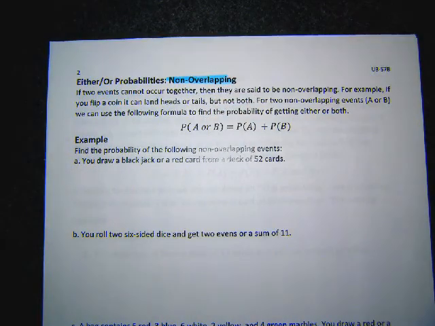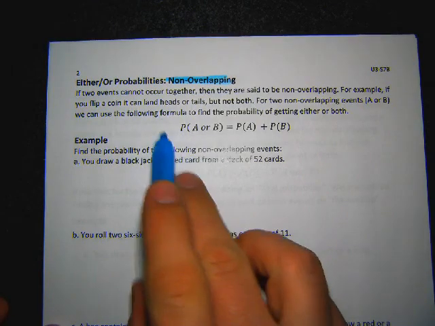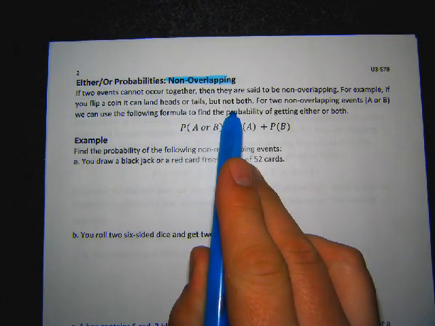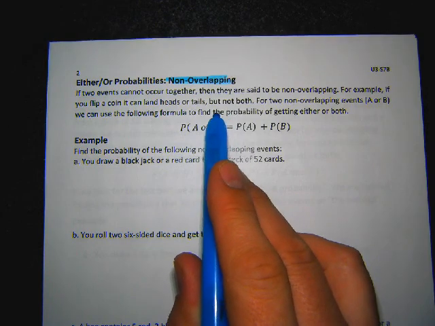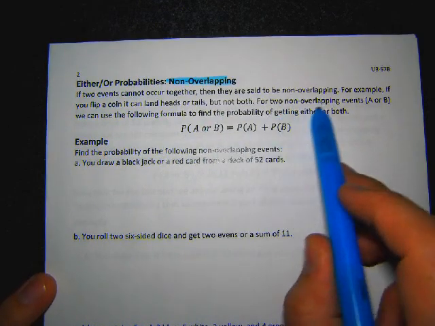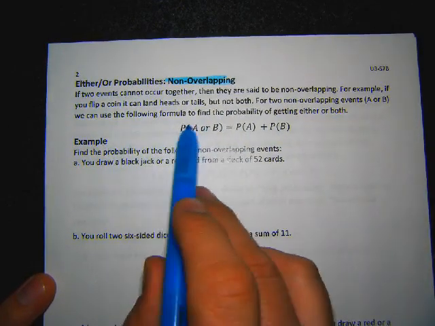If two events cannot occur together, they're non-overlapping. For example, you flip a coin and it lands on heads or tails, but not both. You can't get heads and tails, you get heads or you get tails. That's it. You flip one coin. For two non-overlapping events, A or B, we use the following formula.